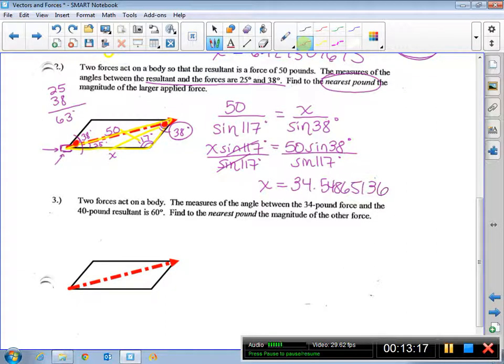I have 34.548651336. I wonder what I'm supposed to round to. Nearest pound. So that'll be 35 pounds. Let's keep going.